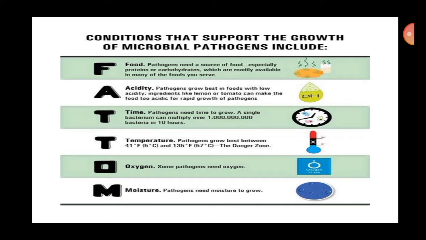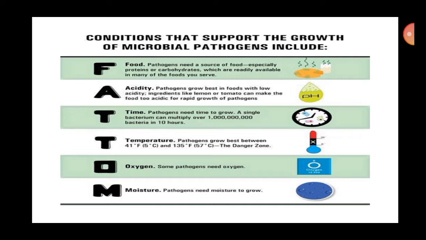It's called FATTOM. The first one is food. Pathogens need a source of food, especially proteins or carbohydrates, which are readily available in many of the foods you serve. So in order to grow, multiply, and in some cases, produce toxins. Second one is acidity. Pathogens grow best in foods with low acidity. So they grow if the acidity is low. Ingredients like lemon or tomato can make the food too acidic for rapid growth of pathogens.